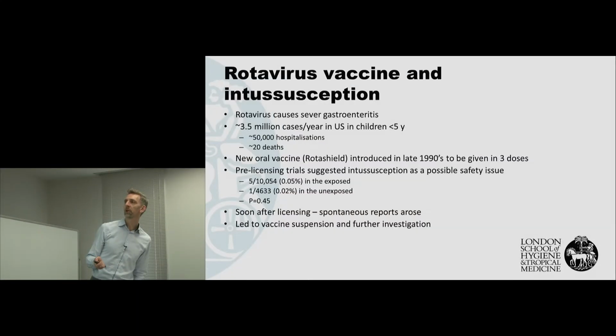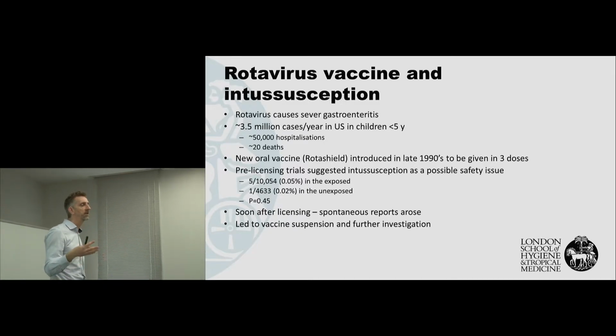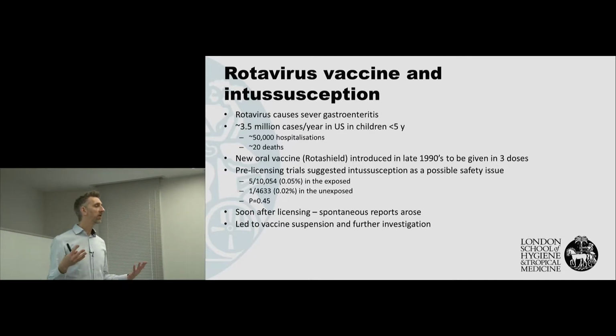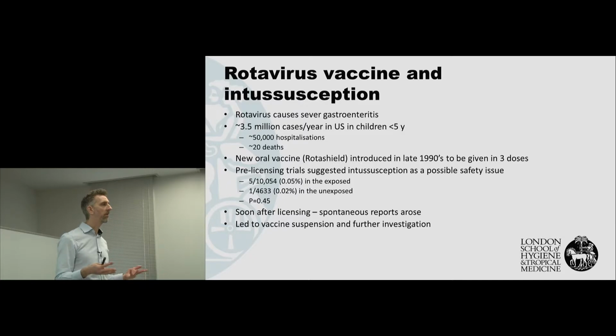Right, moving on to the next example, which I was just given a paper about literally 2 minutes before we started this session. And it's about rotavirus and intussusception. So rotavirus is an infection that causes severe gastroenteritis, and in the United States about 3.5 million cases a year happen in children under 5, so it's very common. It leads to lots of hospitalizations, about 50,000, and in a given year in the States it could lead to around 20 deaths. So very common infection, very rare but serious potential outcome.